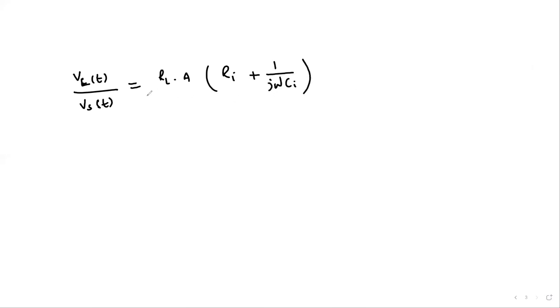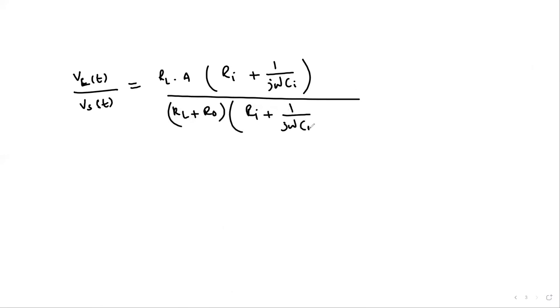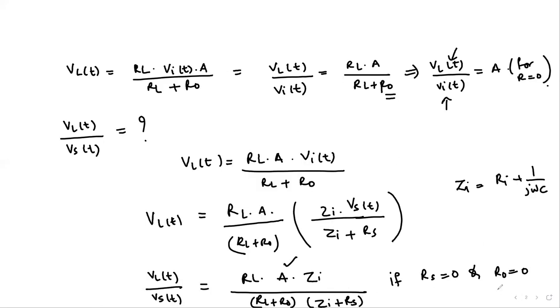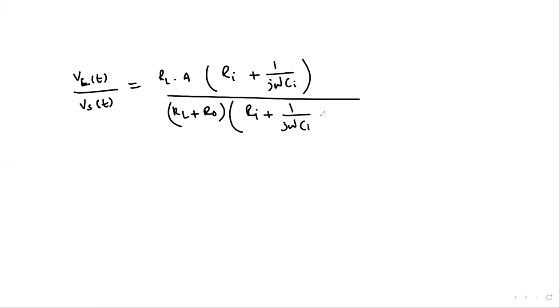Okay, we can write this expression further. VL of t divided by Vs of t can be written as RL times A, and plug in the value of Zi, 1 by j omega ci, divided by RL plus R0, Ri plus 1 by j omega ci, okay, Zi plus Rs actually. So this is Zi plus Rs. So that's how we have this expression for the voltage gain. This is the expression for the total voltage gain of the network.